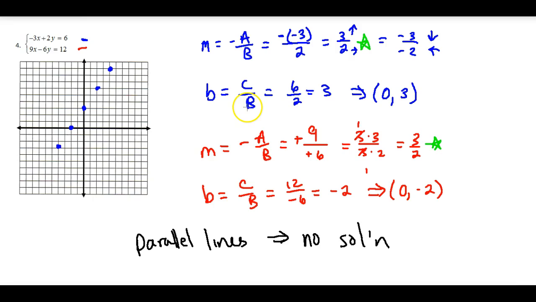If we do the same thing for the second equation, here we're going to start at the point 0, negative 2, which would be here. And now our slope again says we can go up 3 and to the right 2. So we'll do that. 1, 2, 3 and to the right 2, and again 1, 2, 3 and to the right 2.